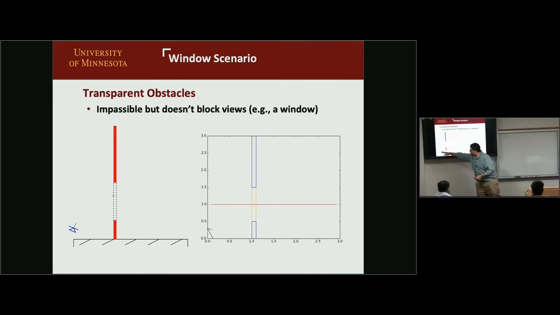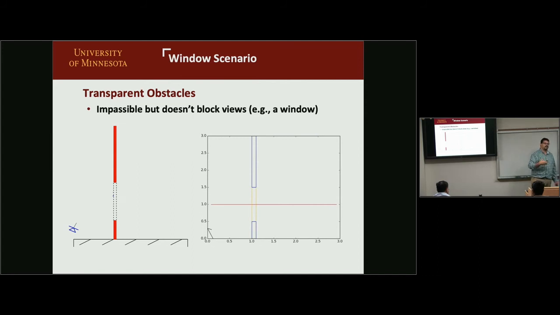So again, this is a 2D robot, but it's a quadrotor dynamic. So the robot can only move in the direction that it's facing. The camera is fixed mounted on the bottom. It can only observe in the opposite direction from where it's moving. And there's a big wall here. And this wall is impassable, but there's a little window. So you can see through the window, but you can't pass through the window.